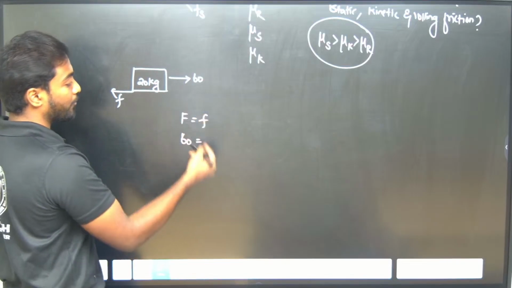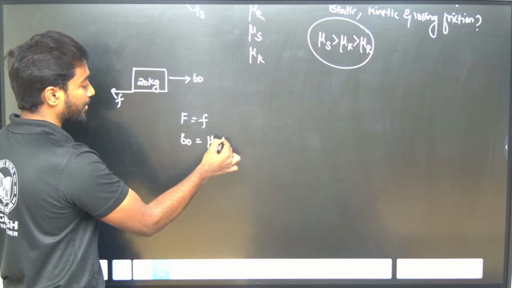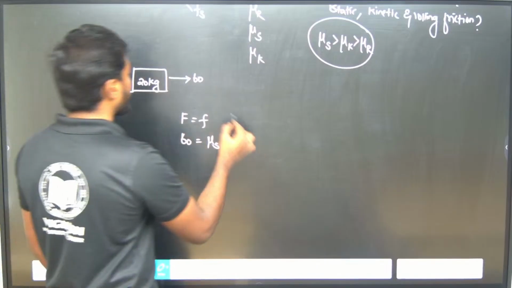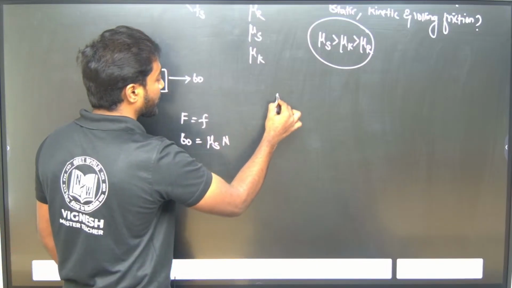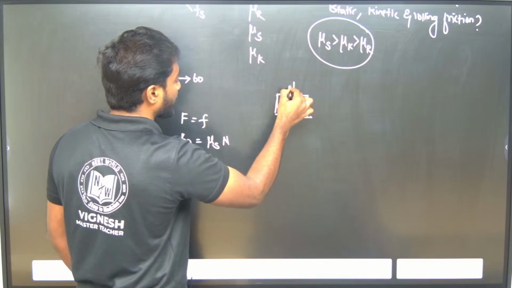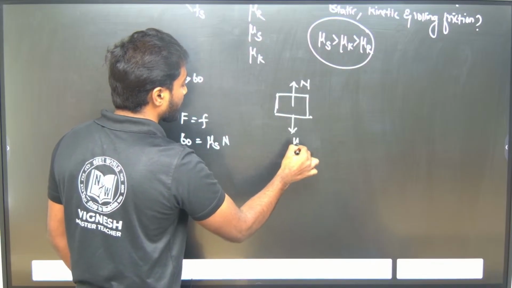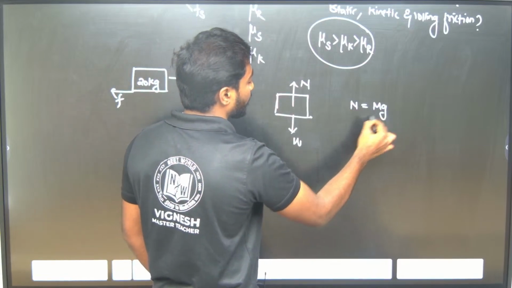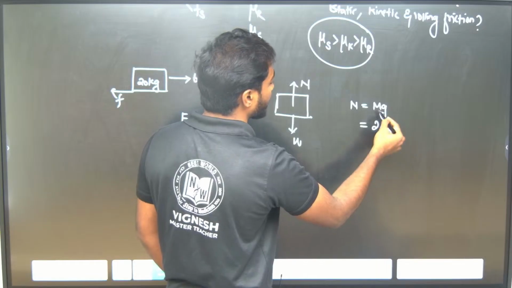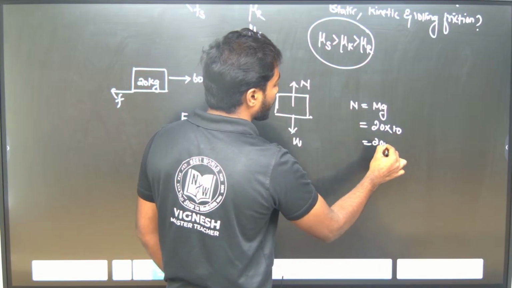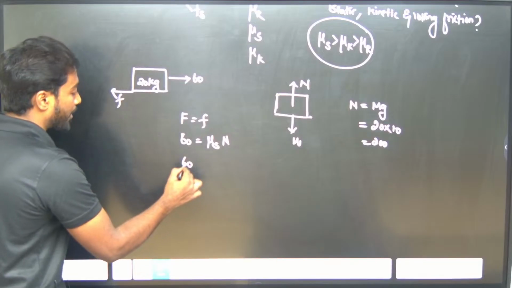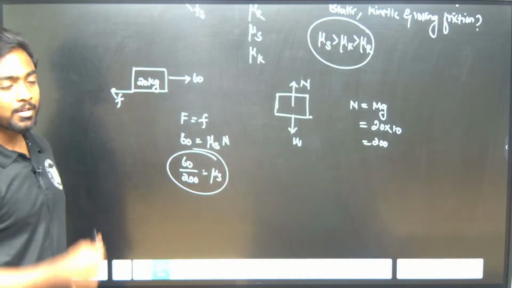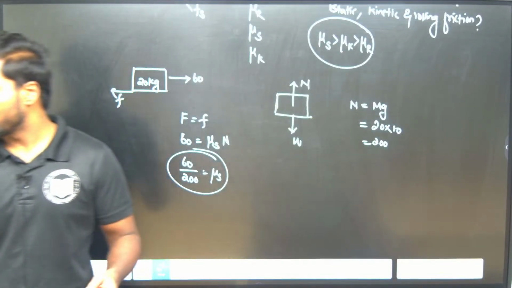What about small f? It is mu s into N. What is N, guys, now? N is nothing but, let me draw the free body diagram for this case. So the free body diagram will be looking like this. This is the normal force and this is the weight. So normal force will be equal to mg, where m is 20 and g is 10. So it is 200. So 60 by 200 will be equal to mu s. This is my coefficient of static friction, right? So this is how we will proceed.